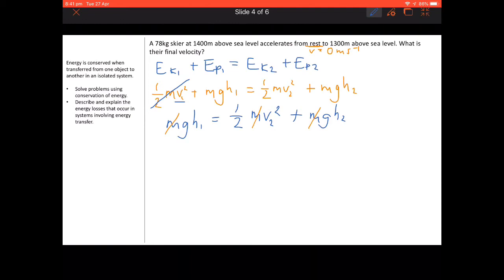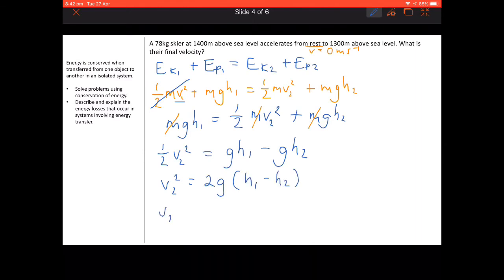This can then be rearranged to half v2 squared is equal to gh1 minus gh2, and this can be further simplified to v squared equals 2g(h1 - h2), and then finally v equals the square root of 2g(h1 - h2).